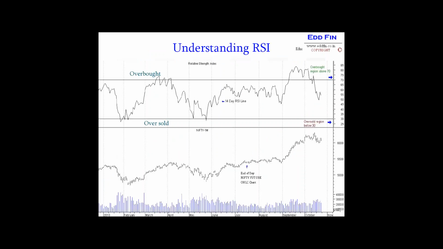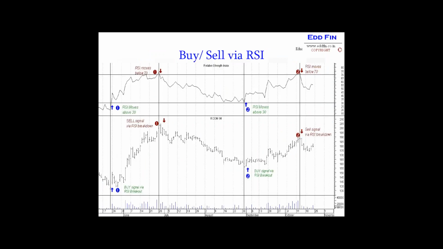So RSI, which is the relative strength index, is basically an indicator which ranges from 0 to 100. When the stock is above 70, it is overbought. When it is below 30, it is oversold. This is how you can generate buy and sell signals. Whenever the stock breaks below 70, it gives a sell signal, and whenever it breaks above 30, as I told you, it gives a buy signal.